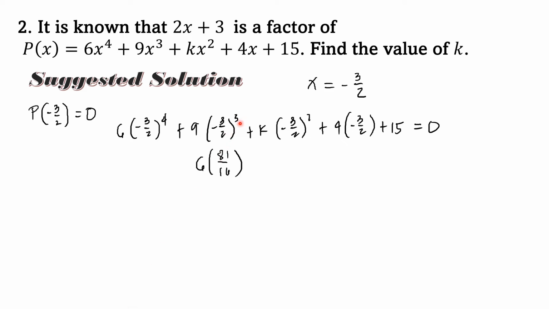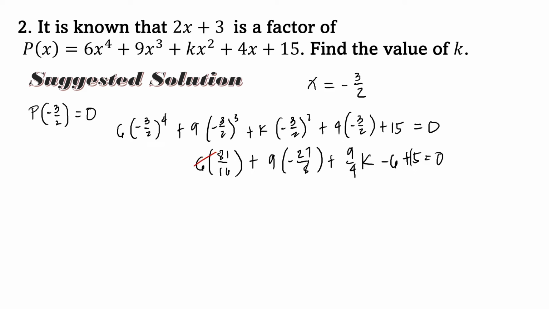Negative 3 halves cubed is negative 27 over 8. Meron tayong 9 times negative 27 over 8. And then negative 3 halves squared is 9 over 4. Meron tayong plus 9 over 4 k. 4 times negative 3 halves is negative 6 plus 15 equals 0.